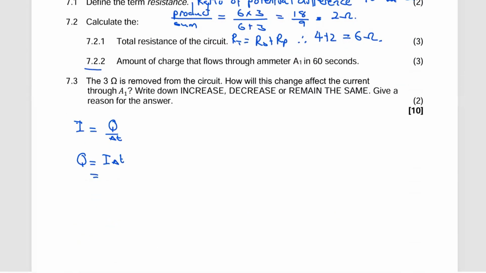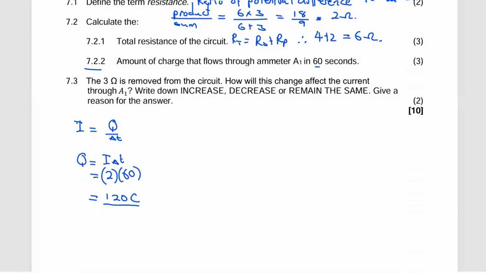So it means here we're going to multiply 2 multiplied by 60 seconds, which is our time. There is no need to convert, since our unit of time is always in what? In seconds. So I think here I'm going to get a total of 120 coulombs.